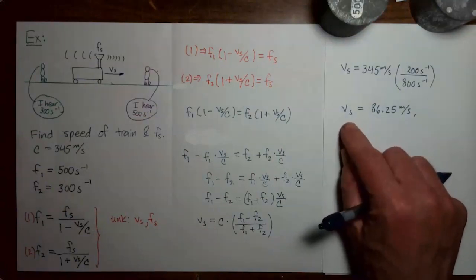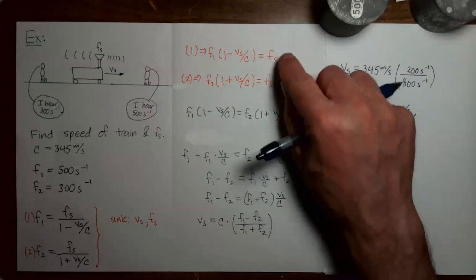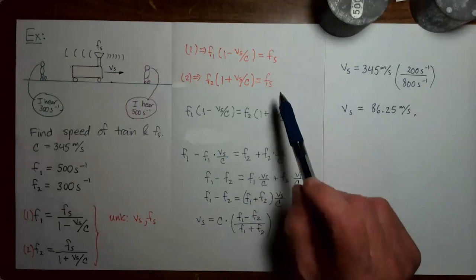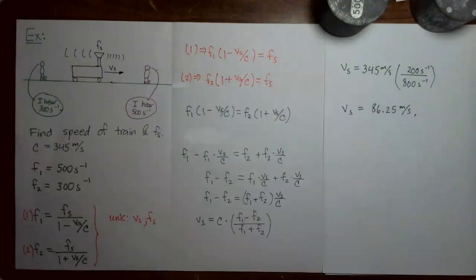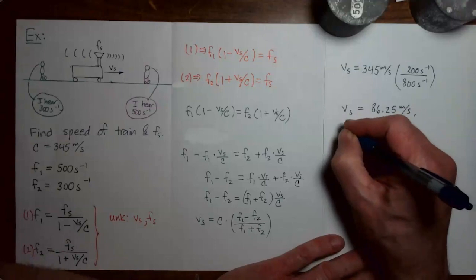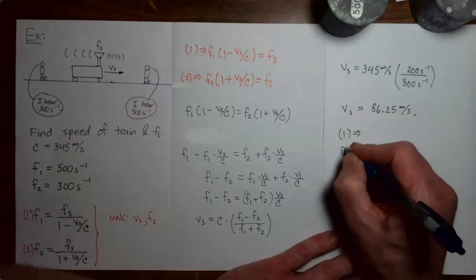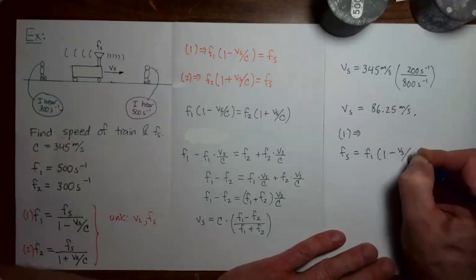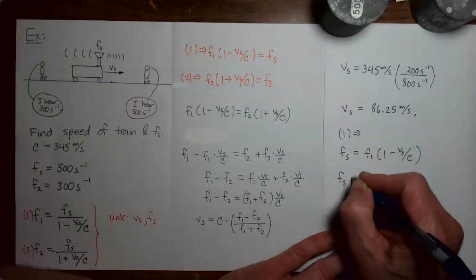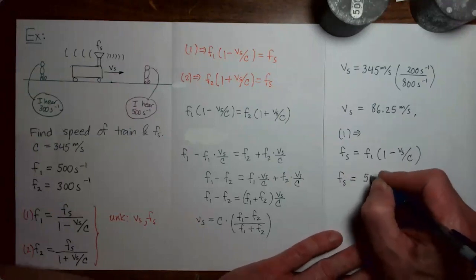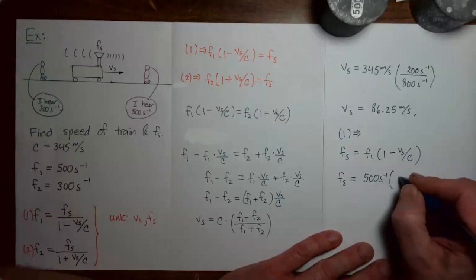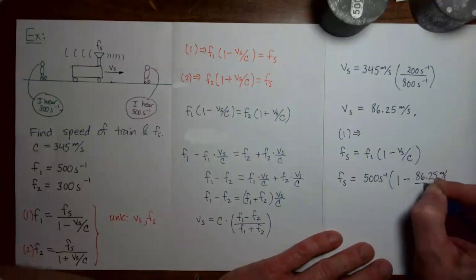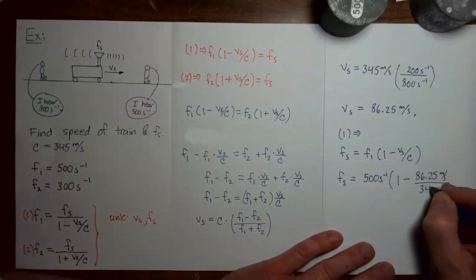Anyways, now that we have this, we can back substitute to get the source frequency. So look at equation 1 over here. It is already solved for the source frequency. We just have to pop in the speed of the train. So let's bring back equation 1. Equation 1 says source frequency equals F1 times 1 minus Vs over C. We then have source frequency equals F1, 500 compressions per second, and we have 1 minus 86.25 meters per second over 345 meters per second.